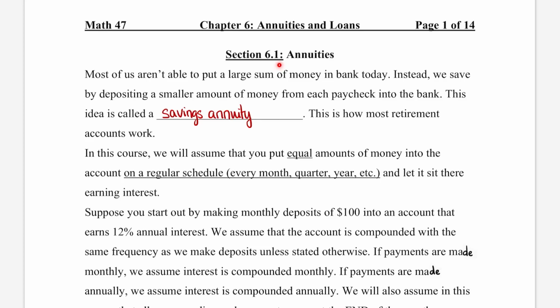Section 6.1 Annuities. Most of us aren't able to put a large sum of money in a bank today. Instead, we save by depositing a smaller amount of money from each paycheck into the bank. This idea is called a savings annuity. This is how most retirement accounts work.